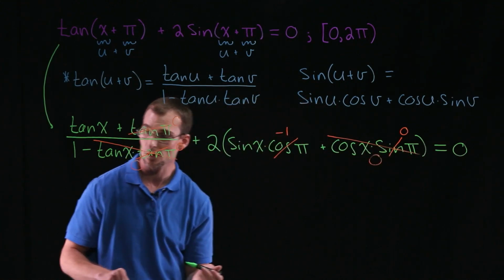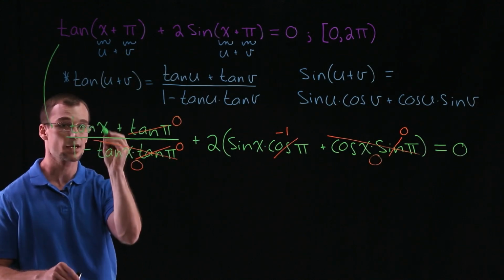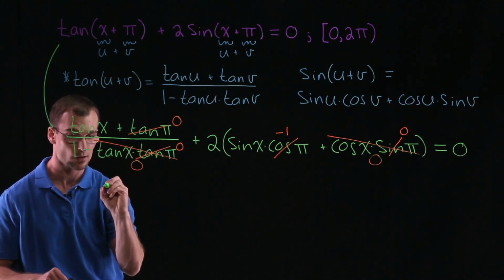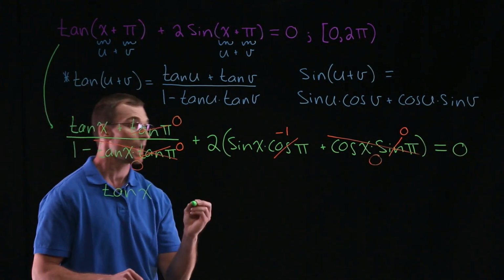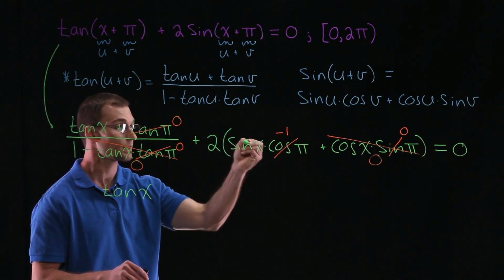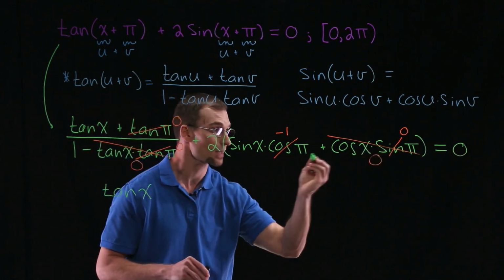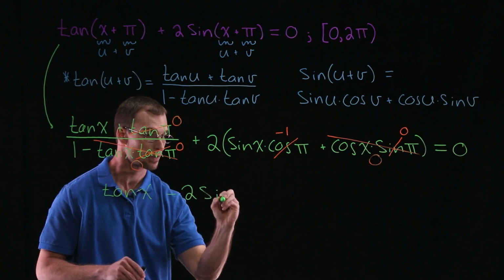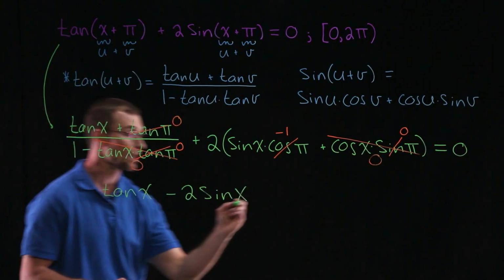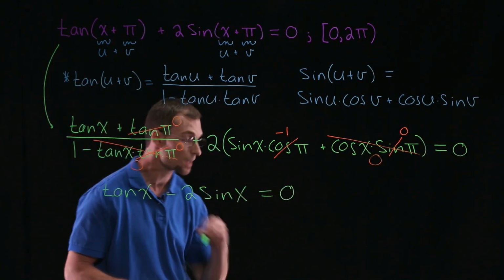So putting it all together, what do we have? We have tangent x over just 1, which is tangent x, and then -2 sine x plus 0, so that's all gone. So all we have is just a -2 times sine of x, and this is all equal to 0.